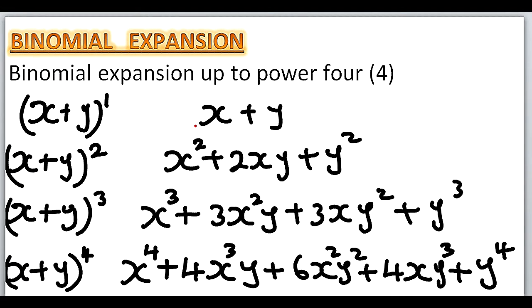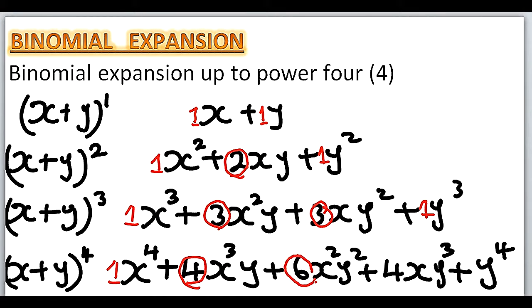So we are going to consider some numbers. So if we can put 1 here, we know when you multiply 1 by x, it is still the same. So we also have 1 there. Here we can put 1. We call them the coefficients. Here we have 2, and here we have 1. Here we can put 1. Here we have 3. Here we have 3, and here we can put 1 there. So here we have 1. Here we have 4. Here we have 6, and here we have 4, and finally we have 1.